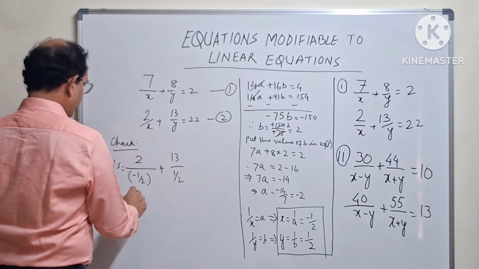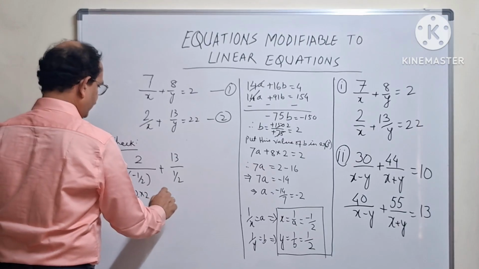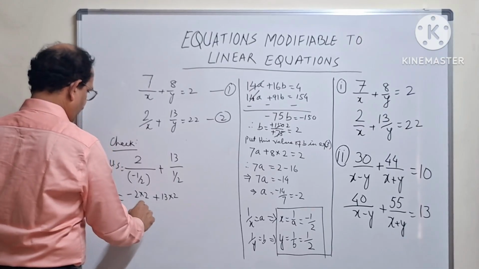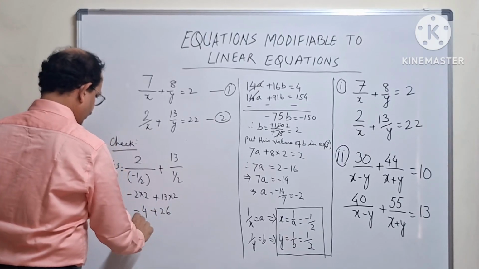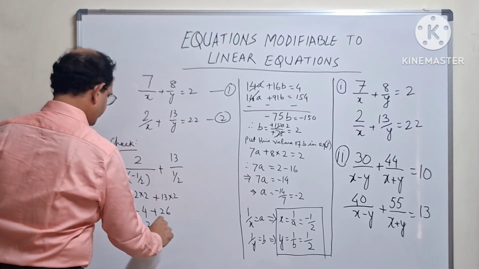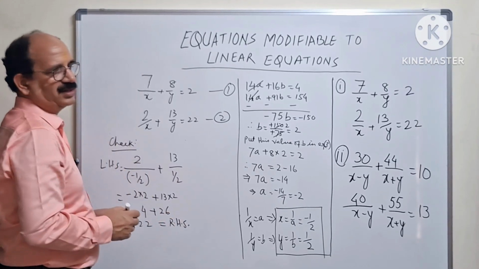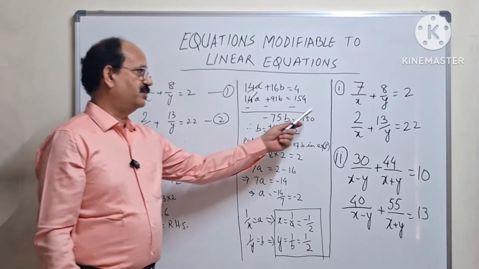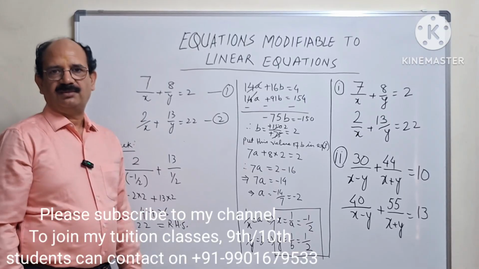So then I can write this as 2 into 2 with a negative sign plus 13 into 2. And this will be equal to minus 4 plus 26. That will be plus 22. And this is my RHS. So it means whatever values we get of x and y are correct values. So this is the way you can convert a non-linear equation given in this form into linear equations, and then you can solve the problem.